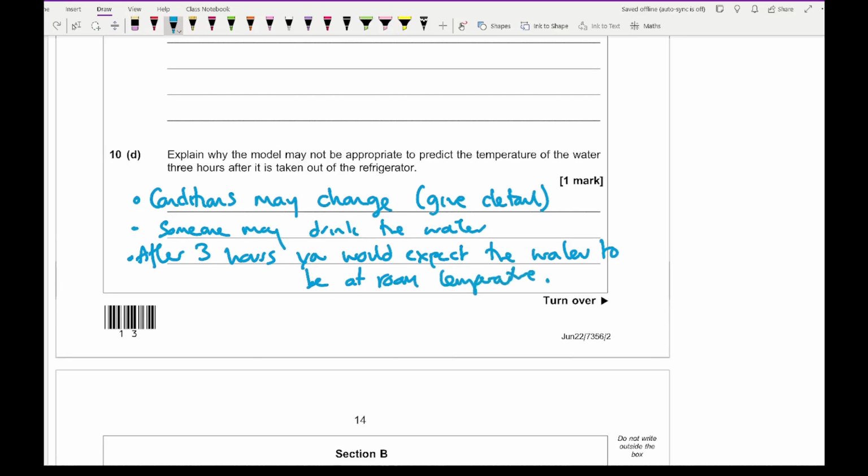Also, someone might open a window and make it cooler or warmer. So the actual temperature in the room might be affected by something. As long as you go into detail about something like that, it should be fine for that single mark. And that concludes section A.